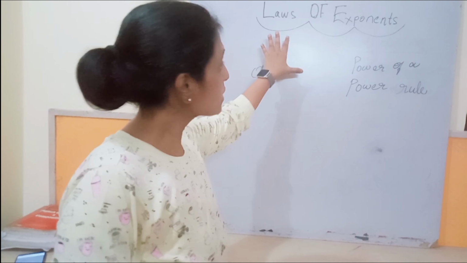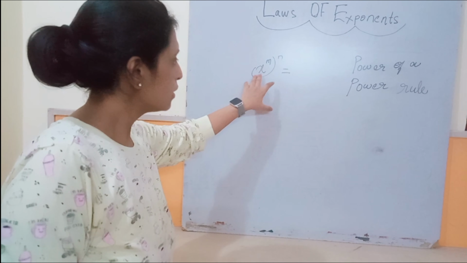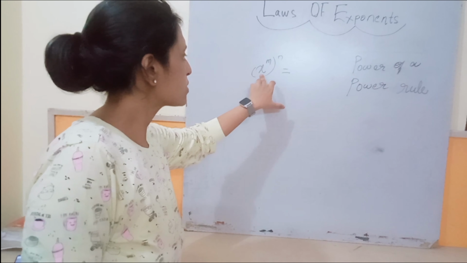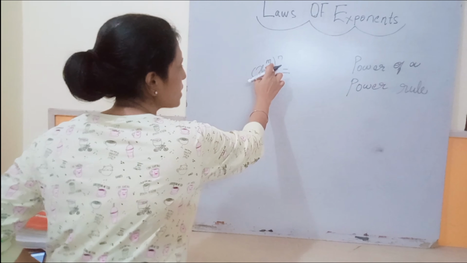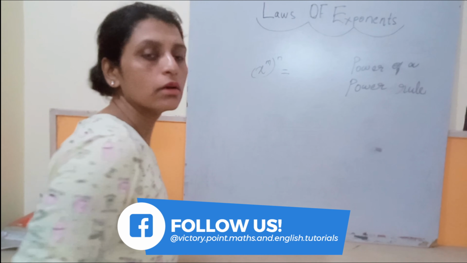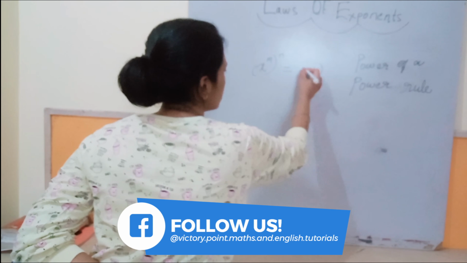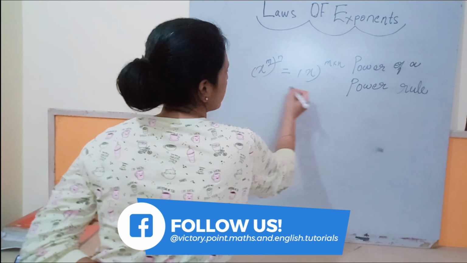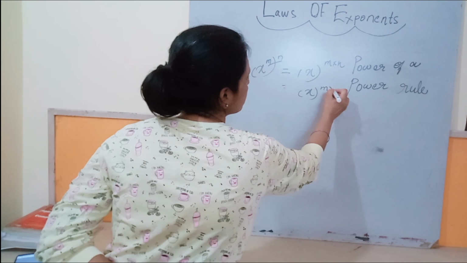Then the next law of exponent is the power of a power rule. It means when this variable or this base has two powers, x to the power m, to the power n, it means this m is also the power of this base x and n is also the power of the base x. So what will happen? Both powers will get multiplied and it will become x to the power m into n.